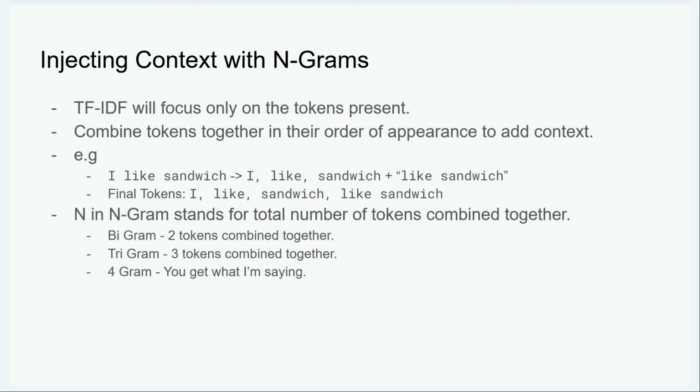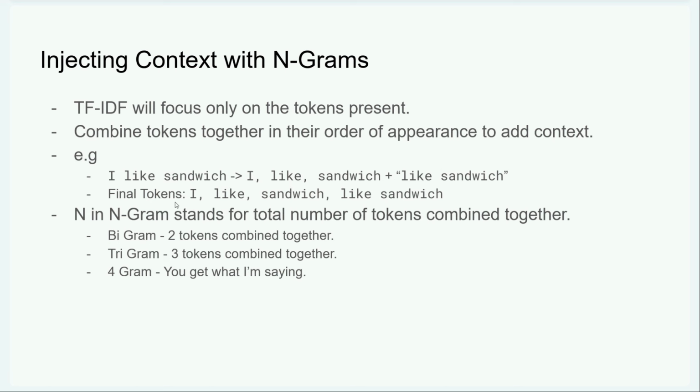So as I said, TF-IDF will only focus on the tokens that are present. It will look at each token as a singular token. It will not try to combine them together to form a context or any semantic meaning between them. But what I can do is I can club these tokens together. Let's say this is your example sentence, I like sandwich. I can split it into tokens, I, like and sandwich. And then I can create an additional token, which is a combination of like and sandwich. So like sandwich is now treated as one single token.